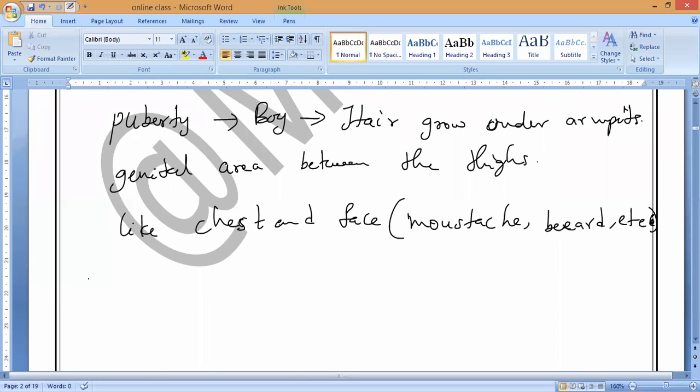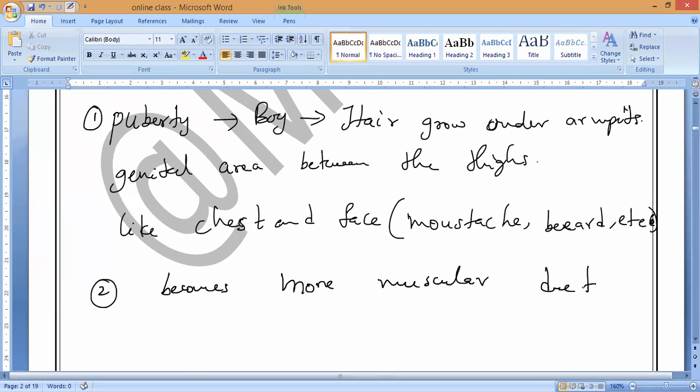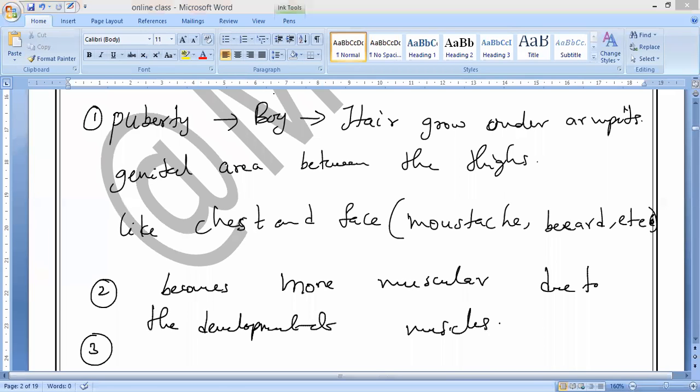Now the second point. Until the baby stage, there is not much difference between the boy and the girl. Once the boy attains the puberty period, the body becomes more muscular due to the development of muscles. That is the second point. Please write it: becomes more muscular due to the development of muscles. Second point completed.